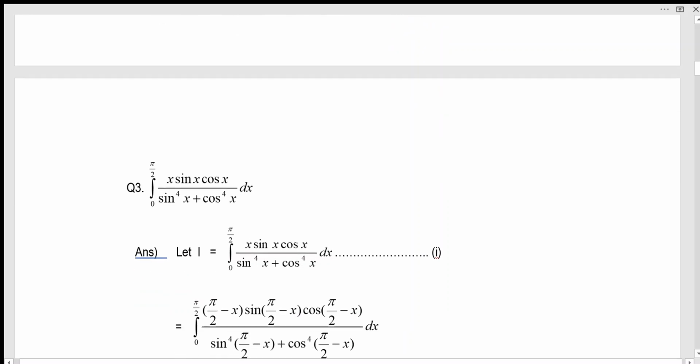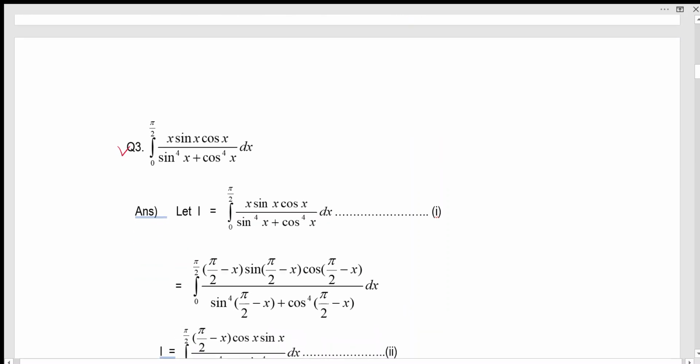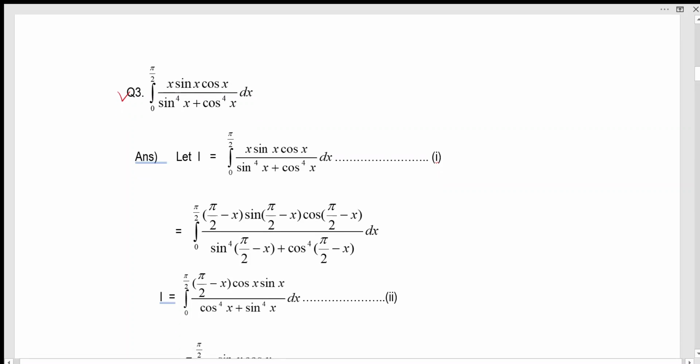Now moving to the next question, question number 3. Important NCERT question: integral 0 to pi by 2 x sine x cos x upon sine raised to power 4x plus cos raised to power 4x. Now whenever you have cos square x in the denominator, you divide by cos square. Here we have cos raised to power 4x, so we can divide the numerator and denominator by cos raised to power 4x. We will do it later because we have x over here.